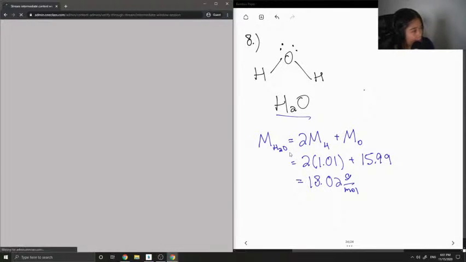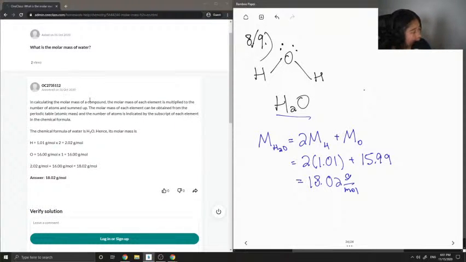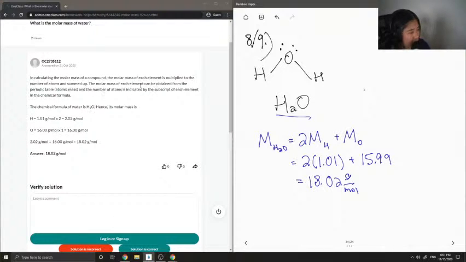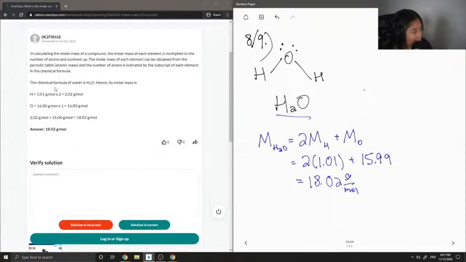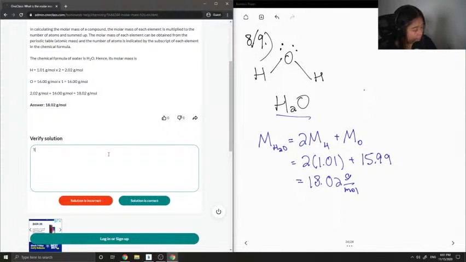Okay, question number 9 asks, what is the molar mass of water? So this is pretty much the same question. So I'm just gonna leave this screen up. Let's see what this junior tutor said. Calculating molar mass of a compound: the molar mass of each element is multiplied by the number of atoms and summed up. Molar mass of each element can be obtained from the periodic table, and the number of atoms is indicated by the subscript of each element in the chemical formula. The chemical formula of water is H2O, hence its molar mass is 18.02. So this is also correct.